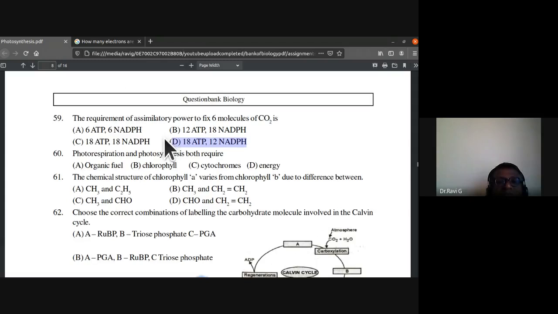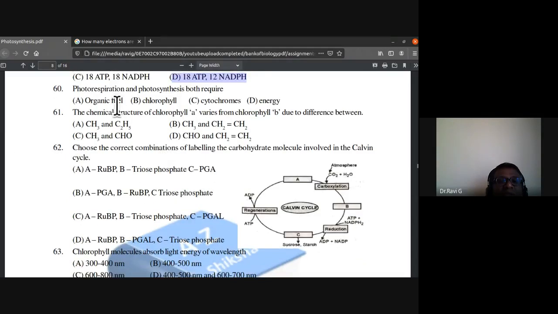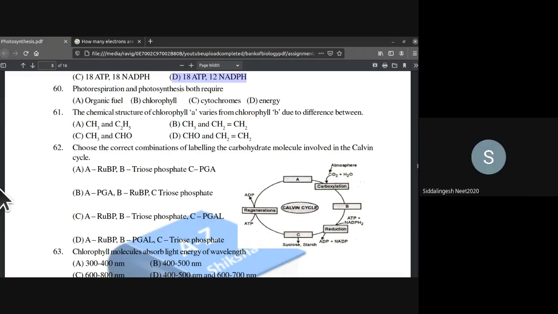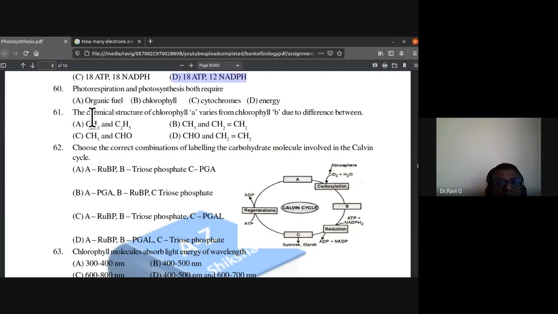So 60th, photorespiration and photosynthesis both require. So photorespiration and photosynthesis, both of them require. Is it organic fuel, chlorophyll, cytochromes, or is it energy? The answer is cytochromes. Option C, yes. Option C, cytochromes is the answer.